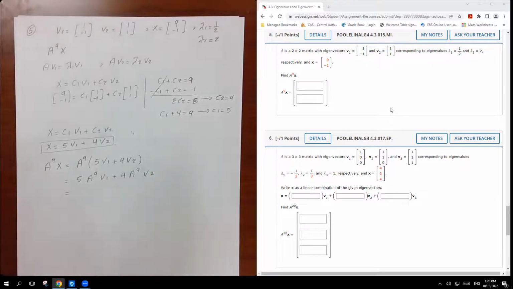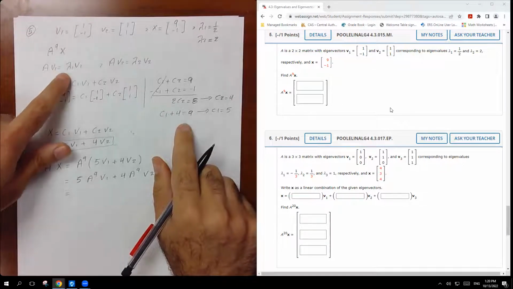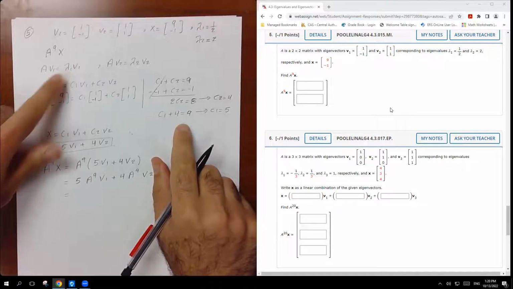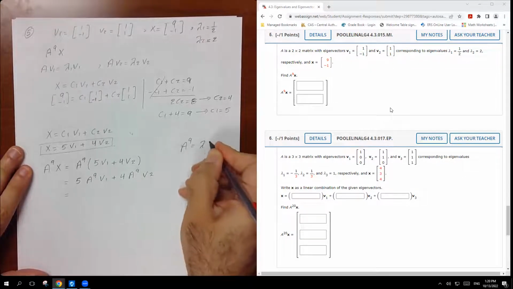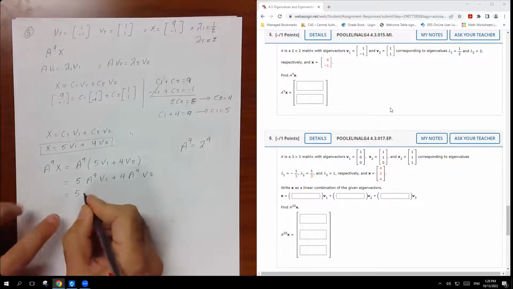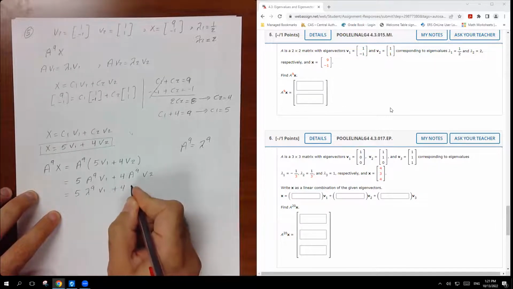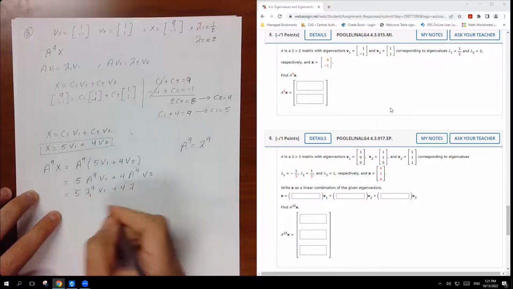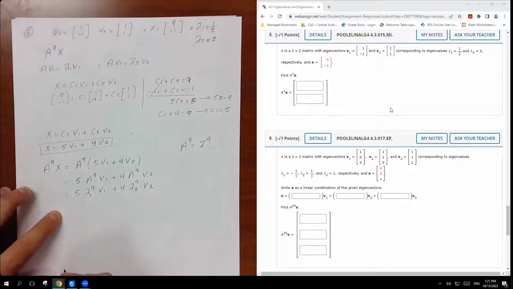Then here is where we're going to use the theorem. A V1 equals lambda V1. That means A equals the lambda, the eigenvalue. So A to the power 9 is going to be equal to lambda to the power 9. That means this one is going to be 5 lambda to the power 9 V1 plus 4 lambda to the power 9 V2. Be careful here, this is lambda 1 and here is lambda 2, with respect to V2.